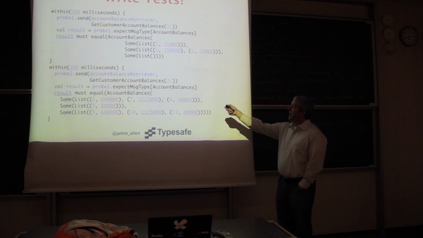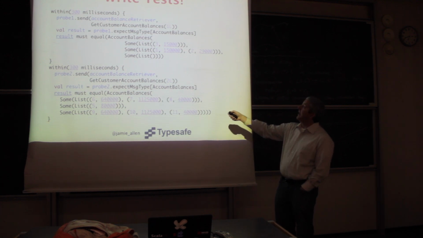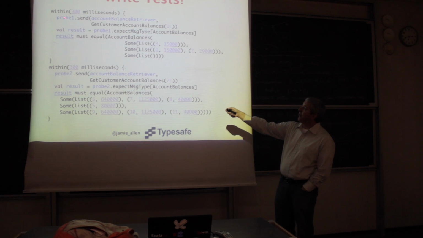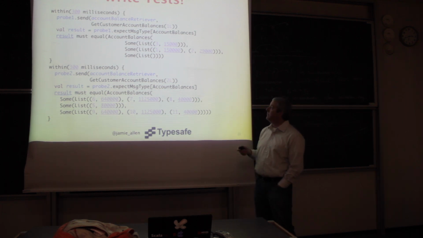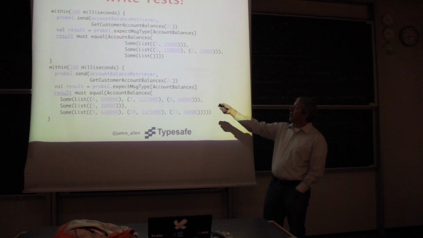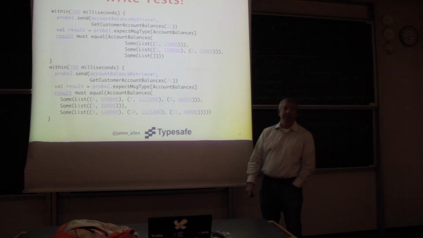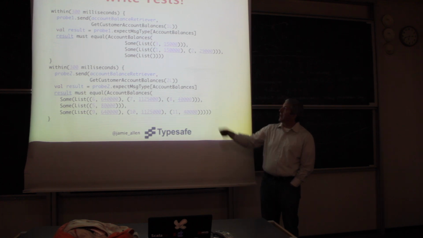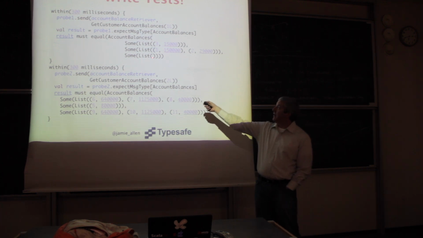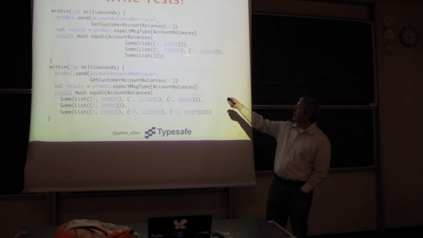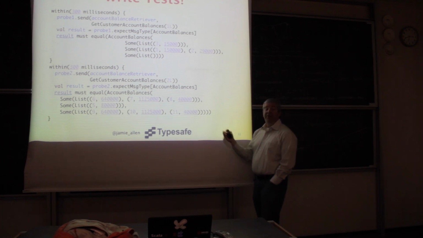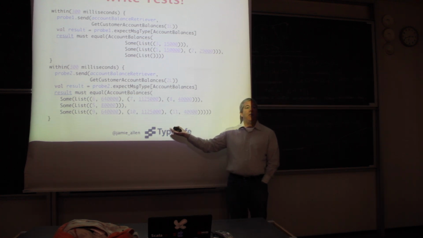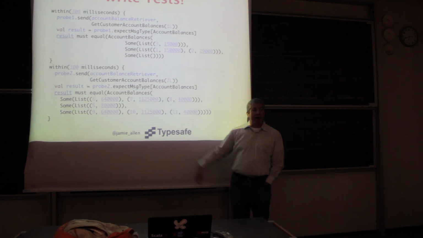So, write tests. Here's a sort of a zoom in of the withins that I had there before. Within 300 milliseconds, the first probe sends to the account balance retriever, give me the account balances for an ID of 1L, you know, customer 1L, 1 long. And I get a result based on expect message type, right? Equal account balances with these values. I got some checking, I got more savings, I got no money markets based on the stubs that I passed in. But then that means that the stubs have to have this data built into them to return it for your actors.